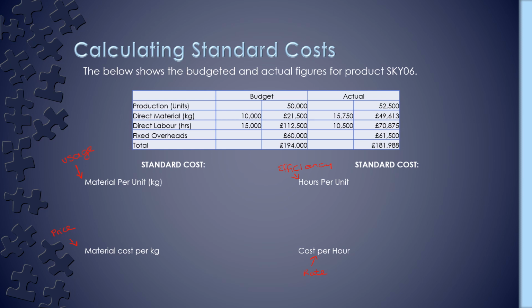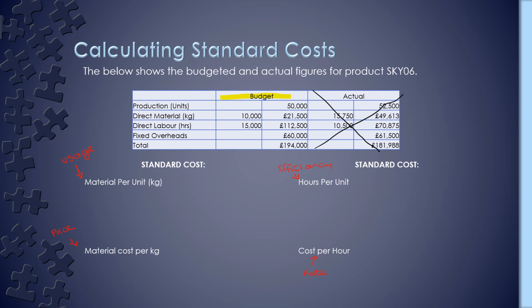Okay, so let's go through step by step, and we'll work out our standard costs for Sky 06. The only thing we're going to be interested in for working out standard costs is our budget figures. For this particular purpose, we're going to completely forget about what actually happened for now. We're just interested in what we are expecting per unit. Right, so our material per unit.